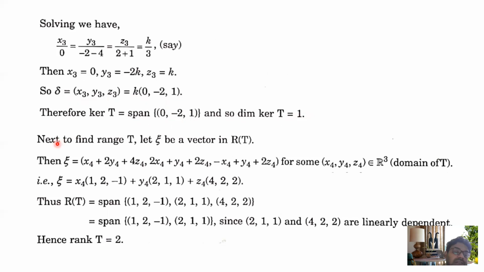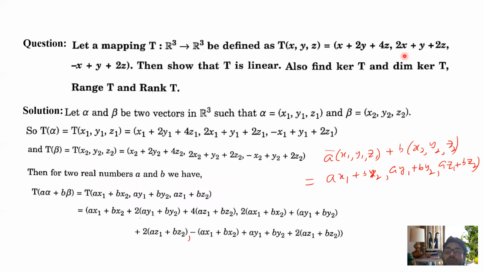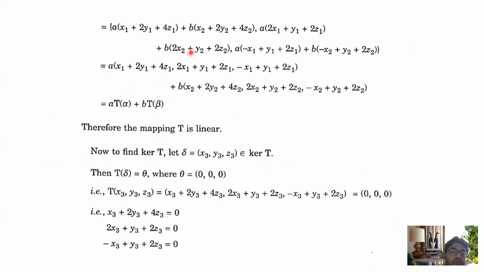Now try to understand. Next, to find the range of T, let eta be a vector in R cube, any vector. So that means your eta is equal to (x4, y4, z4). Okay. So eta you can write as this, which also satisfies this relation, this one.